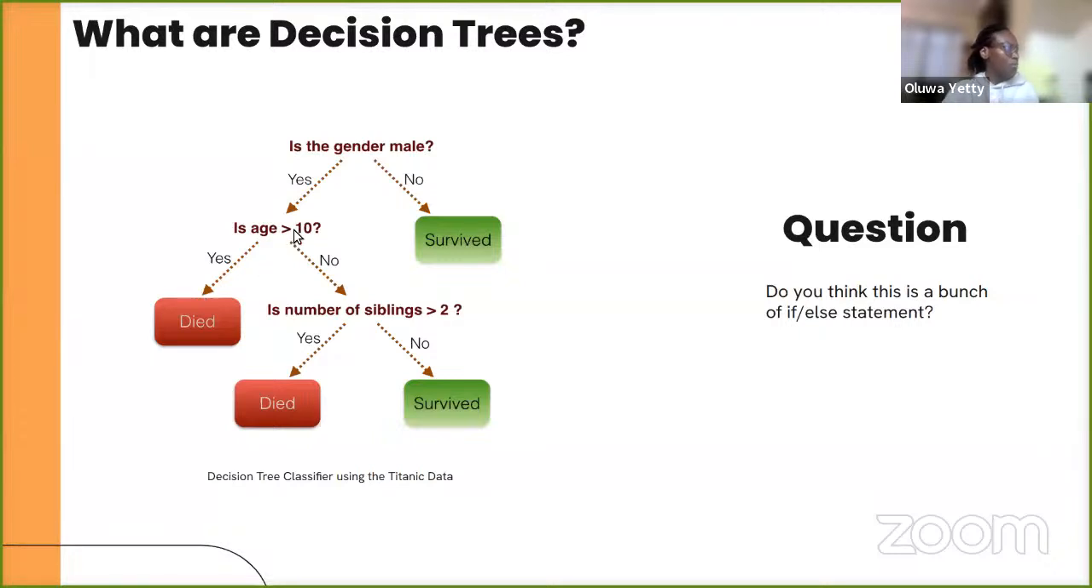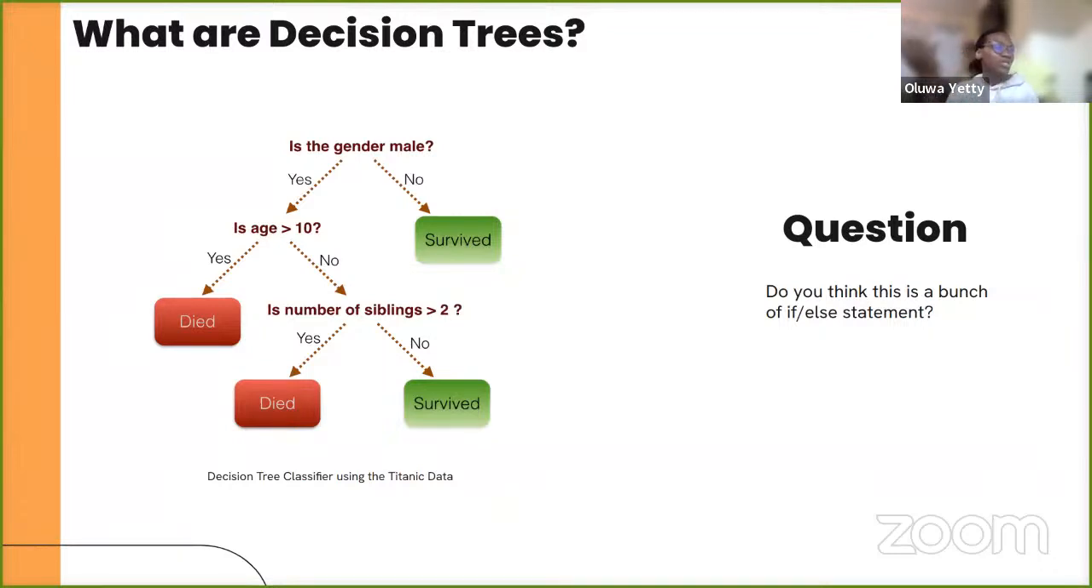But if the age is lesser than, no, greater than 10, sorry. If it's lesser than 10, there's another condition that I'm checking. Okay, how many siblings did they have? Did they have more than two? If they had more than two, it means that they died, they didn't survive. But if it's less than or equal to two, in this case, then that means that they survived. So this is how we build decision trees.